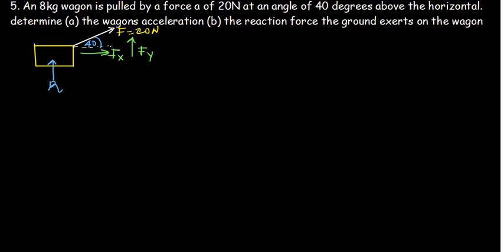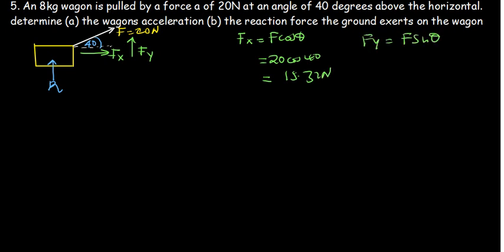So we need to find these components. The x component is given by force cos theta. The force applied is 20, cos of the angle 40, and this gives us 15.32 newtons. And then the component in the y is given by force sin theta. The force is 20, sin of the angle 40. This gives us about 12.86 newtons.